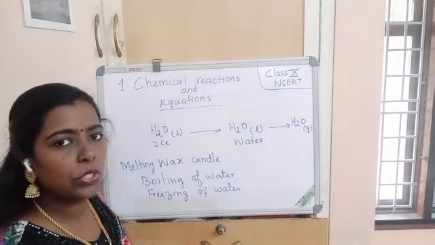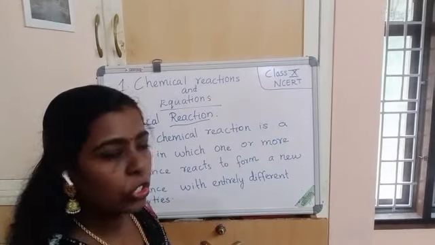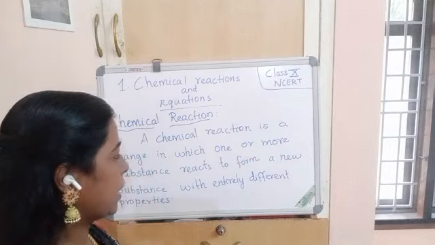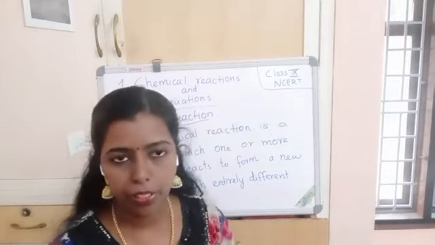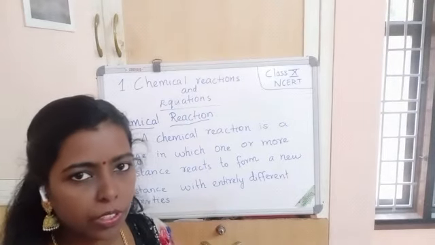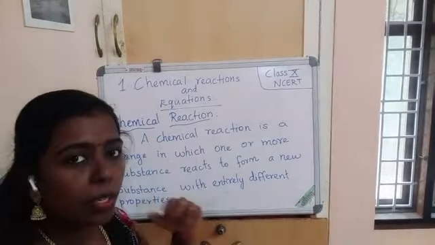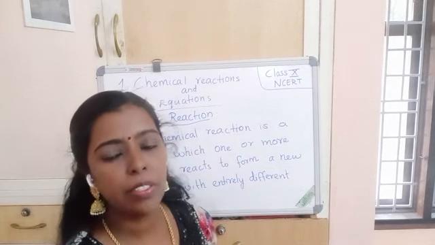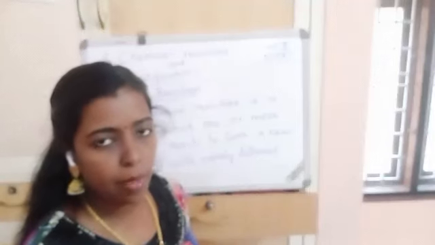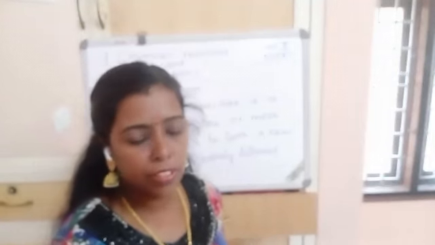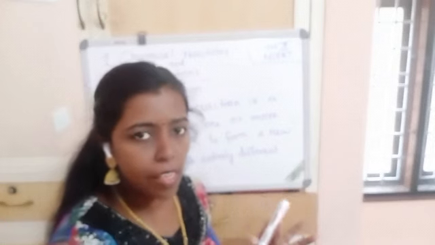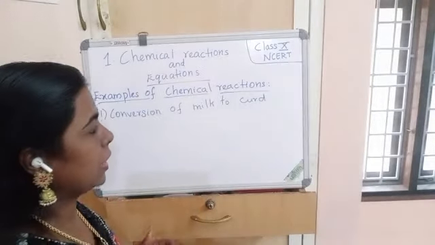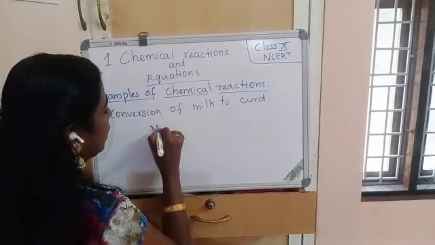Then what is a chemical reaction? A chemical reaction is a change in which one or more substances react to form a new substance with entirely different properties. The new substance is entirely different from the reactant. For example, the conversion of milk to curd. This conversion we see every day in our day-to-day life. Here milk is converted into curd.